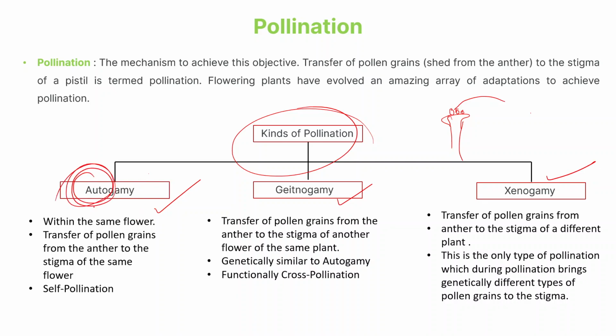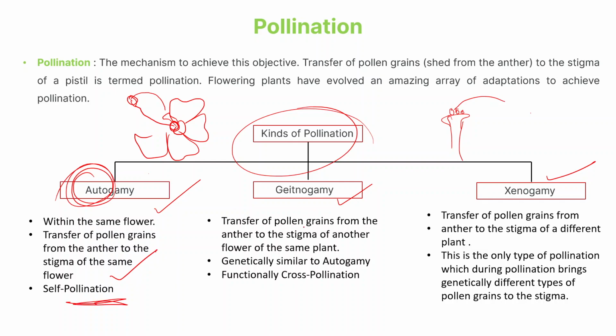Now, autogamy means the fertilization of a flower by pollen from the same flower. For example, this is the flower, okay, and this flower will be fertilized by its own anther. The pollen of this same flower will land on the stigma of the same flower. So within the same flower, this autogamy occurs. Transfer of pollen grains from the anthers to the stigma of the same flower. And this is called self pollination, right?